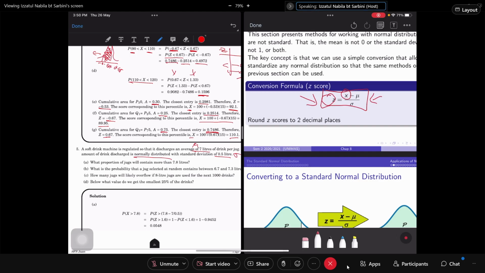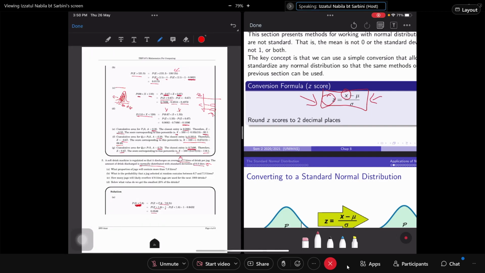So what proportion of jugs will contain more than 7.8 liters? So our X is 7.8 liters, more than 7.8 liters. So what you do is convert first, and then look up. Since it is more than, we have to subtract from 1. So you will have your probability for getting X more than 7.8 is 0.0548.